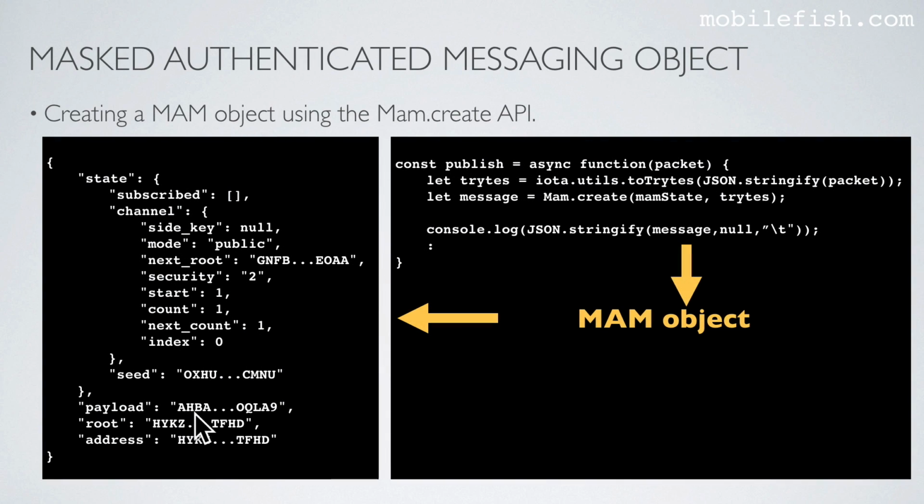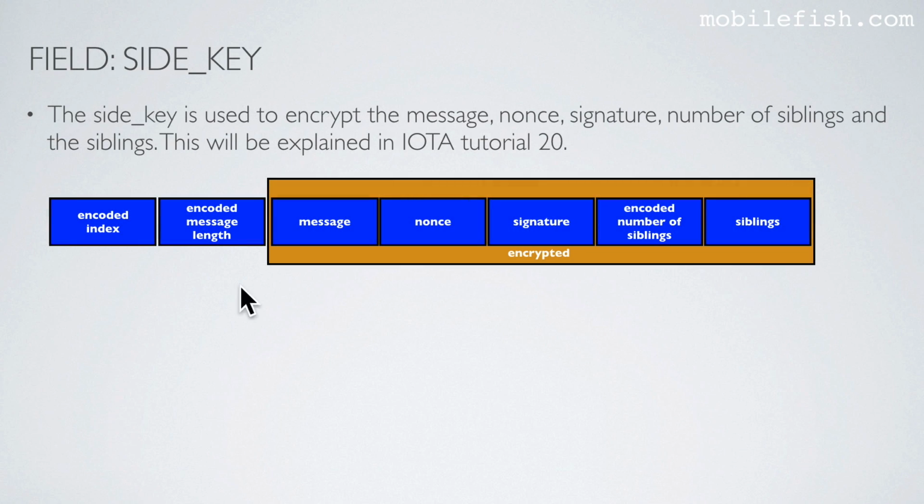This payload is the same as this payload. The side key is not only used to encrypt the message, but it is also used to encrypt the nonce, the signature, the number of siblings, and the siblings. This will be explained in detail in IOTA tutorial 20.